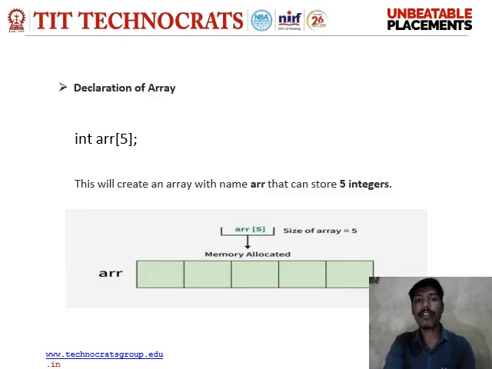So, declaration of an array. You should create an array by giving the data type, array name, and its size in the square brackets. int arr[5] is an example of creating an array named arr of integers of size 5. This will create an array with the name arr that can store 5 integers inside it. This is the diagram of a created size 5 array.